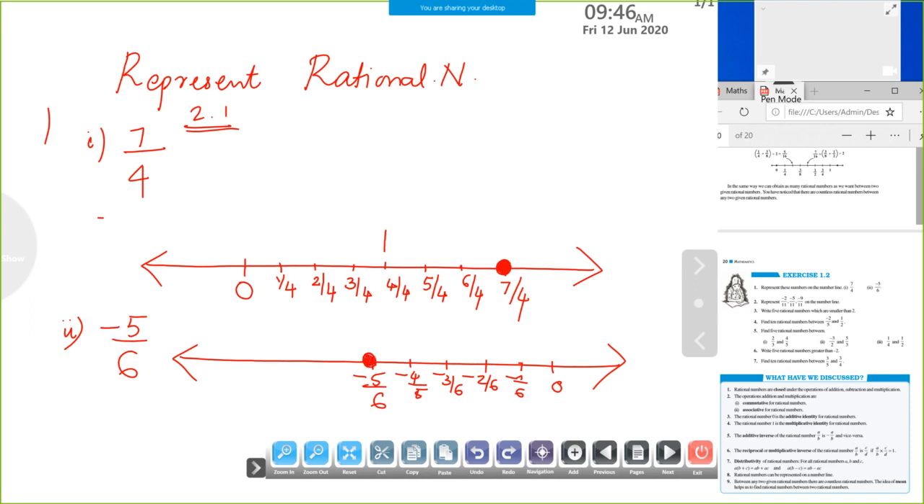All numbers less than minus 1 will be again towards the left of minus 1. So the number I have is more than minus 1. That is why I have not reached the number minus 1. I got it before that. So minus 5 by 6 is on the number line now.